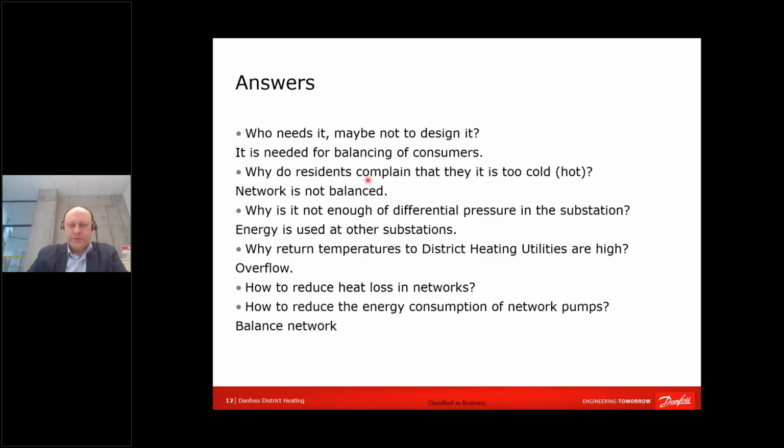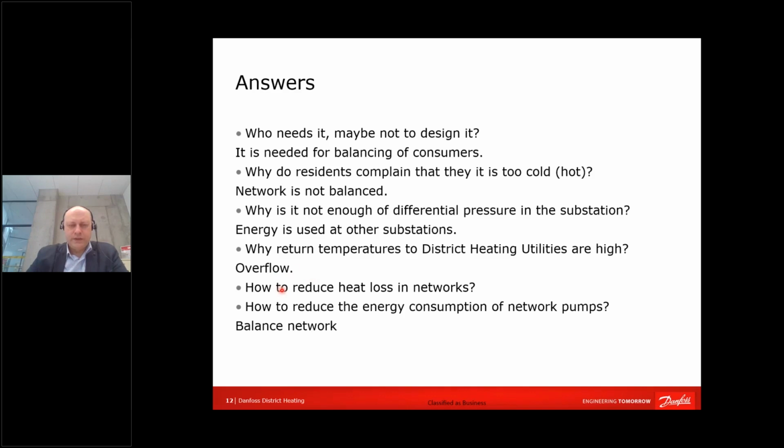Why do residents complain that it is too cold or too hot? Network is not balanced. Overflows, underflows. Why is there not enough differential pressure in the station? Energy is used at other stations. Why are return temperatures high? Overflow. There are different reasons too, but one of them is overflow.